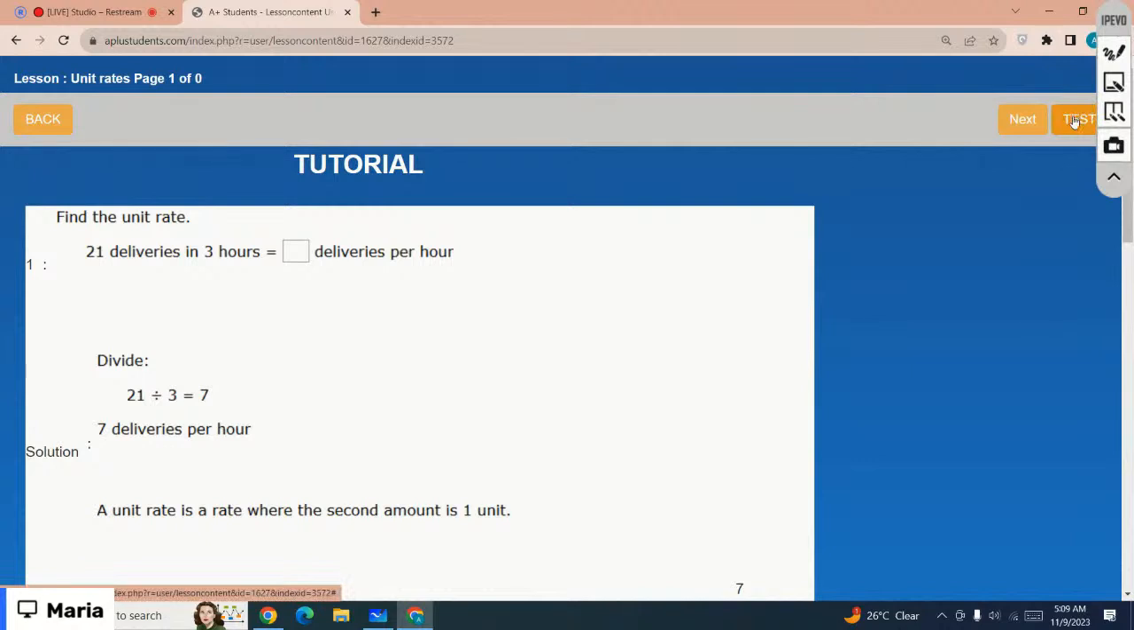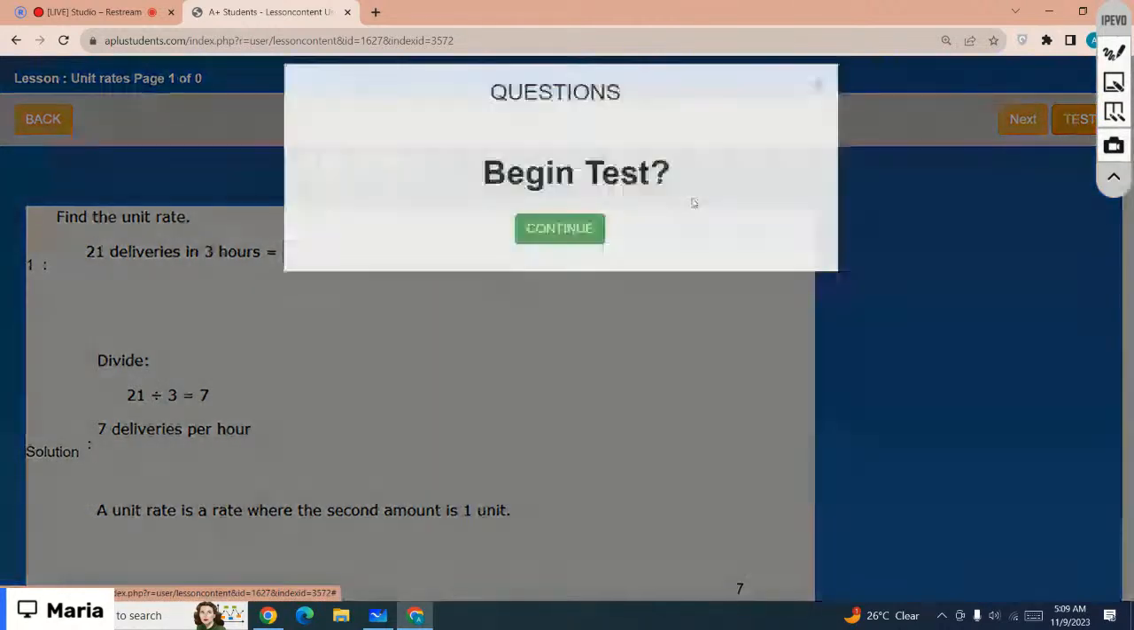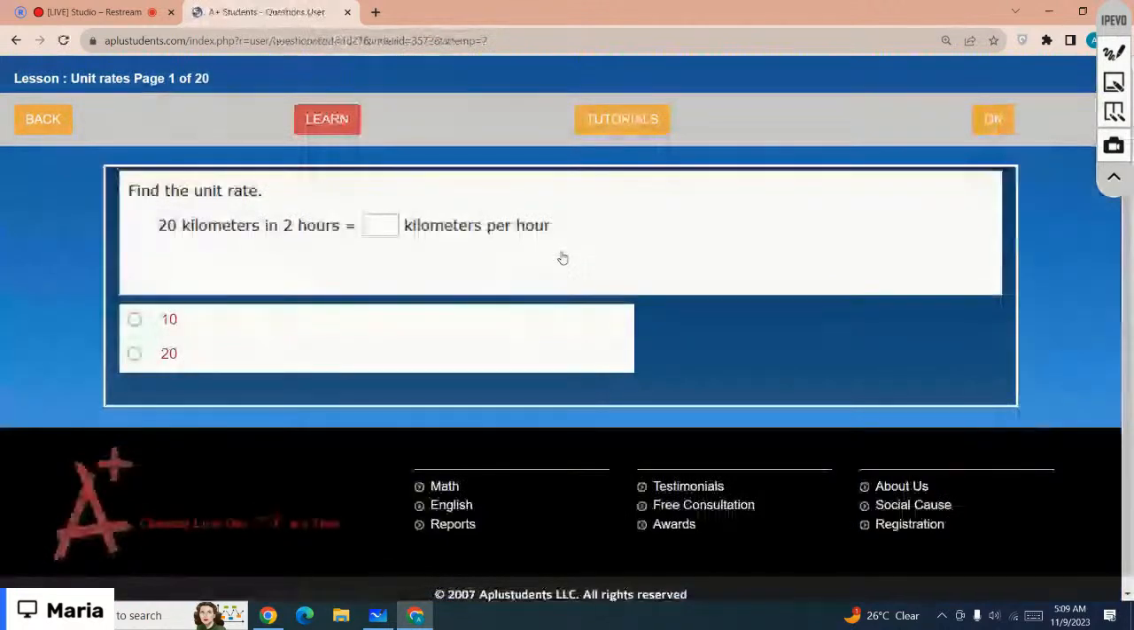Basically, you are given 20 kilometers in 2 hours. So you have to calculate how many kilometers you cover in 1 hour, right? So you have to calculate the unit rate. For unit rate, you have to divide 20 divided by 2. So 20 divided by 2 is 10, right? So that would be 10 kilometers per hour. 20 kilometers in 2 hours, so that means 10 kilometers per hour.